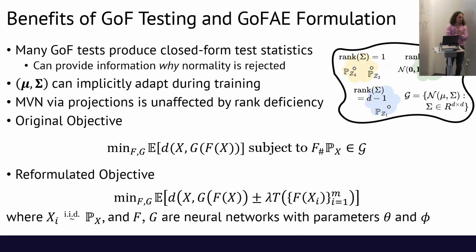We can adapt mu and sigma over training. So as we train, the mu and sigma can change, and we can actually track that and use it for some purposes later.